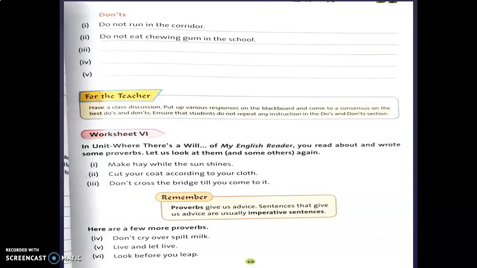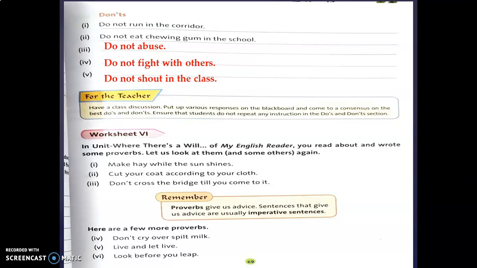First is, do not run in the corridor. Do not chew gum in the school. Do not abuse. Do not fight with others. Do not shout in the class. So these are the rules your friend should follow. Now come to worksheet 6.